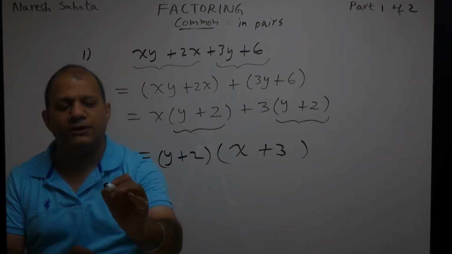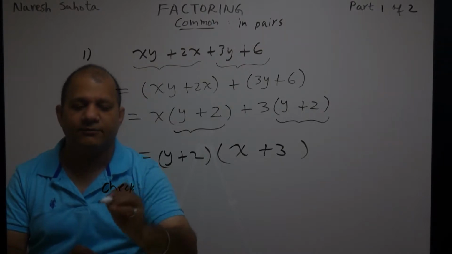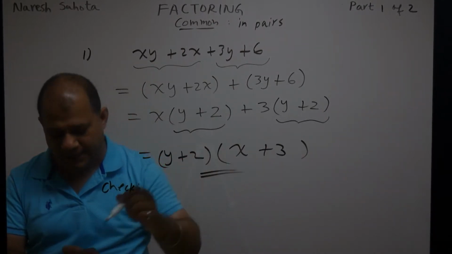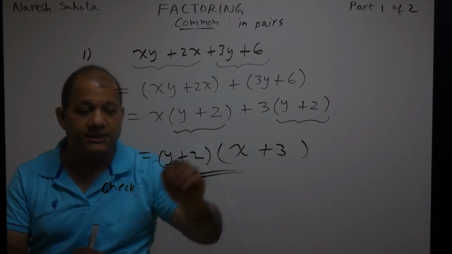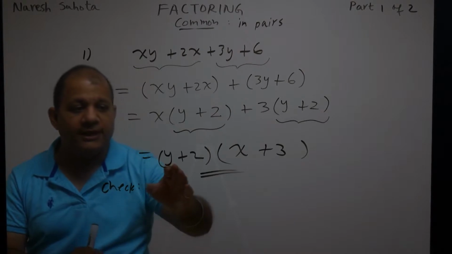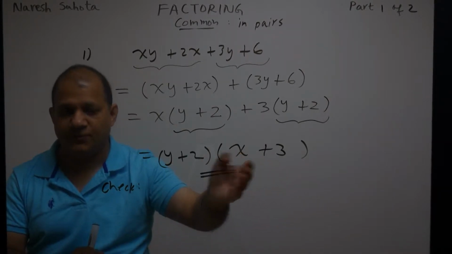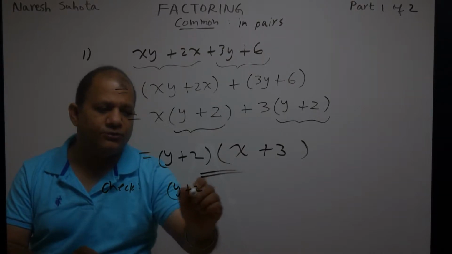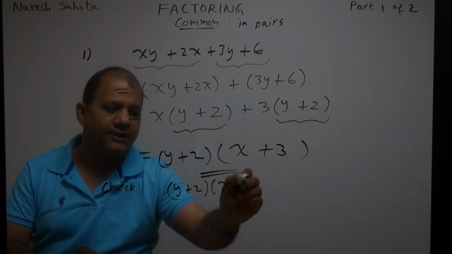Now you can check your answer to see if you are correct. I'm just going to put double lines here just to indicate that we're done with the question. This is the final answer. Now, to check your answer, all you have to do is multiply this out, right? So let's multiply it out. So y plus 2 times x plus 3.